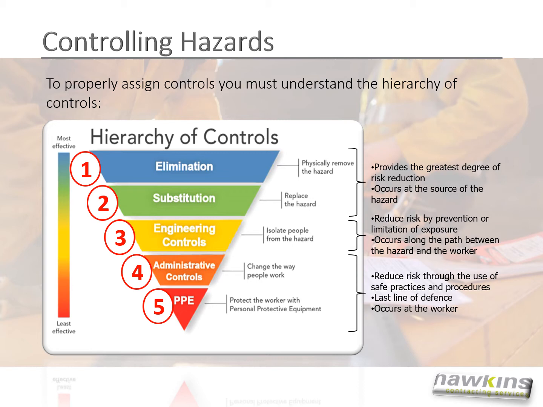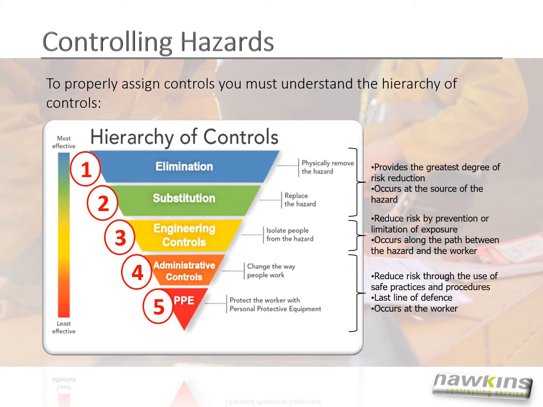To properly assign controls, you must understand the hierarchy of controls. The most effective form of control is elimination, because hazards are physically removed and cease to exist. An example of elimination using the cutoff saw example would be to replace the entire asphalt surface, which removes the need for cutting. The next best control option is substitution. Here a hazard is replaced with a lesser hazard. Using the cutoff saw example again, substituting a standard cutoff saw with a walk-behind saw substitutes a lesser hazard.